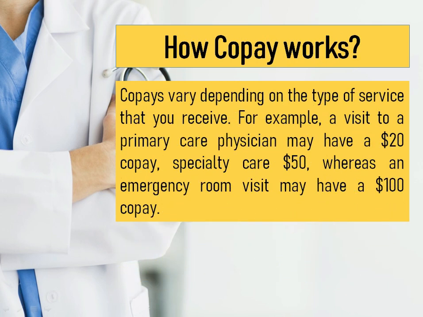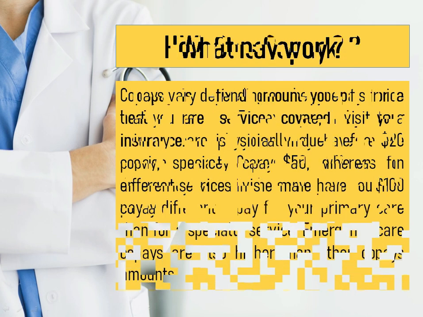How does a copay work? Copays vary depending upon the type of service that you receive. For example, a visit to your primary care physician may have a $20 copay, specialist care $50, whereas an emergency room visit may have $100. Here, the copay is a fixed amount set by the insurance company.